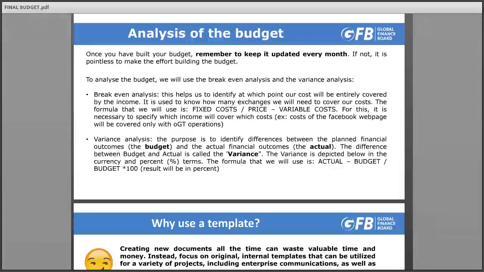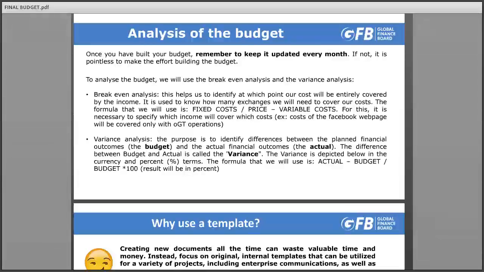The break-even analysis helps us to identify at which point our cost will be entirely covered by the income. It can be used to know how many exchanges we will need to cover our cost. So the formula will be fixed cost divided by price minus variable cost. For this, it's necessary to specify which income will cover which cost.